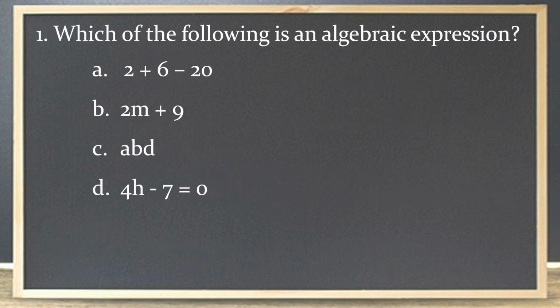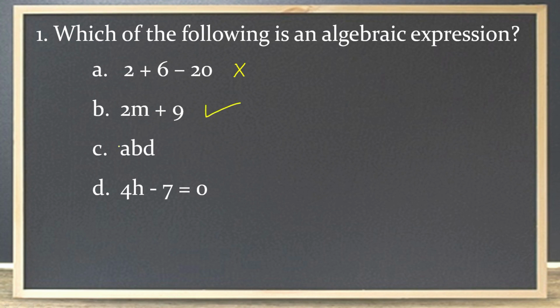So let's see this example. Which of the following is an algebraic expression? For A, we have 2 plus 6 minus 20. What we know is that algebraic expressions must contain a letter, which is a variable, a number, and operations. Here we do not see any letter or variable, so this is not an algebraic expression. For B, we have 2m plus 9. We have a number, we have operations, and we have a variable. So yes, this is an algebraic expression.